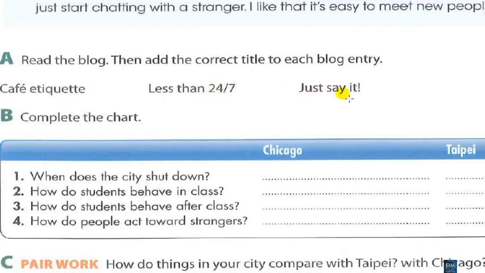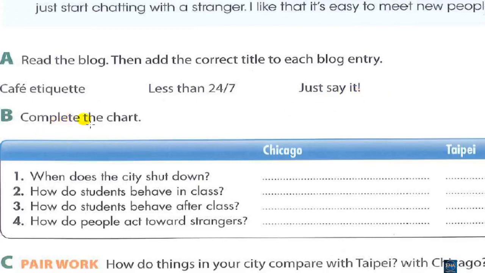Just say it. This is, of course, paragraph number two. That means the students answer the questions of the teacher immediately. Now, number B.